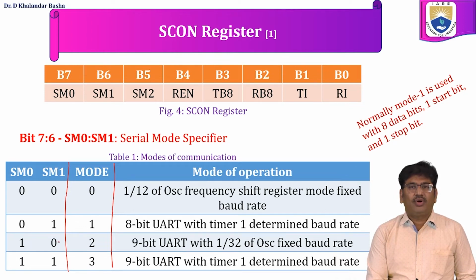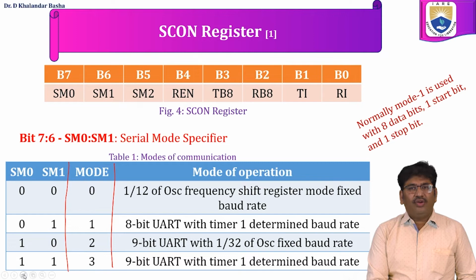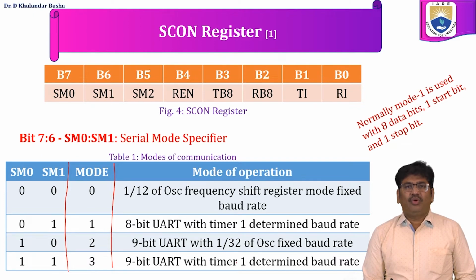The 10 case is the mode of operation which is mode 2. It acts as a 9-bit UART with a fixed baud rate of 1/32 of the clock frequency generated by the oscillator. If you configure SM0, SM1 as 11, the mode of operation is mode 3, which is a 9-bit UART with timer 1 determining the variable baud rate. Normally, mode 1 is used with 8 data bits for asynchronous communication, with 1 start bit and 1 stop bit.